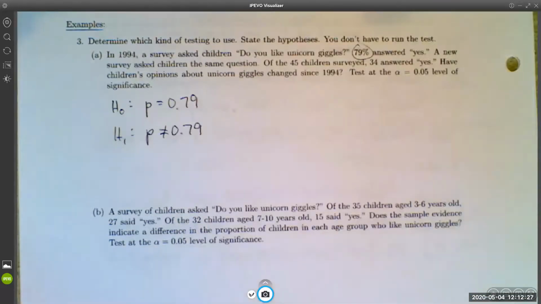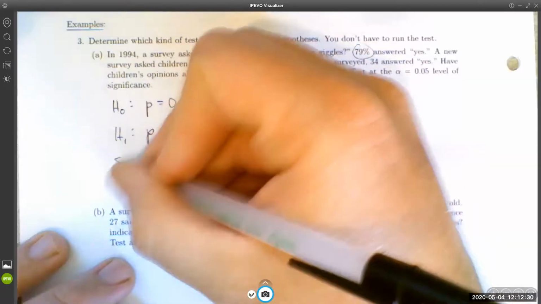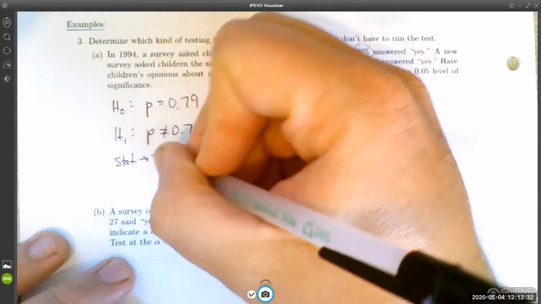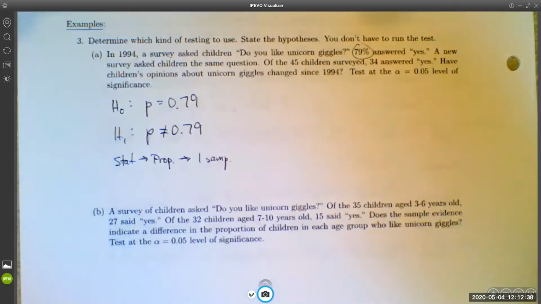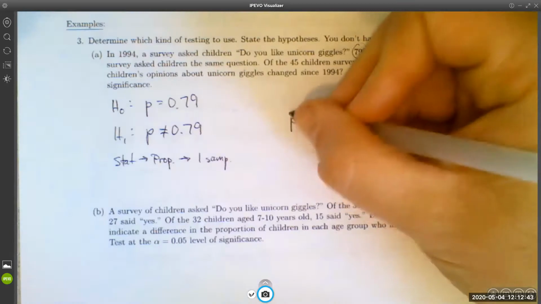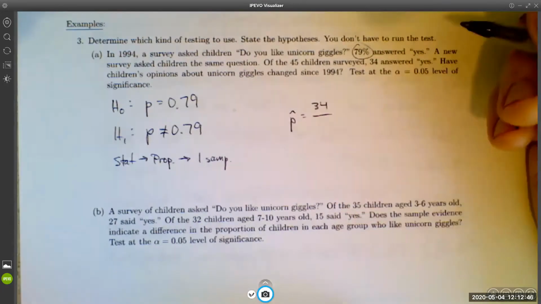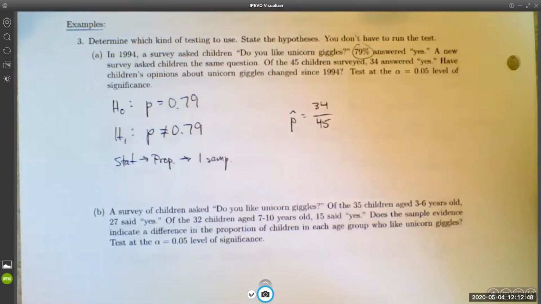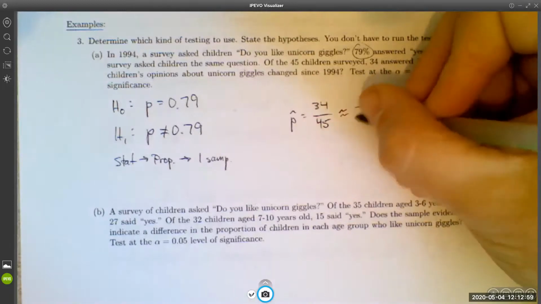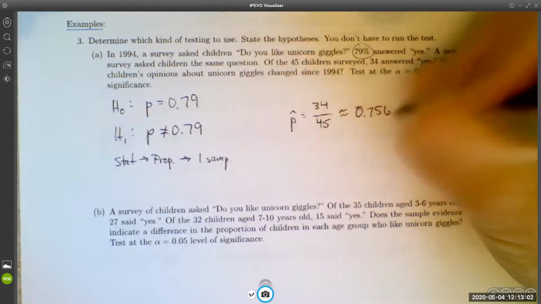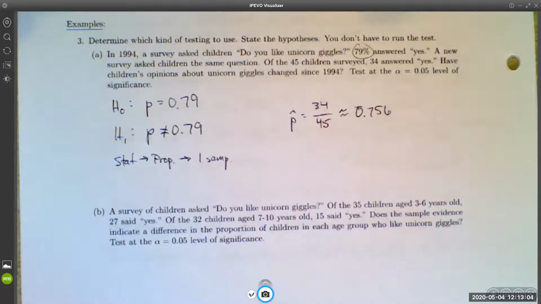So this is a one proportion hypothesis test. We go to Stat, Proportion Stats, One Sample, right? And then you would feed it the number of successes and the number of observations. There were 34 successes out of 45 observations in this particular study. So you can get the p-hat value to see if it seems different from 79%. 34 out of 45 is 0.756-ish.